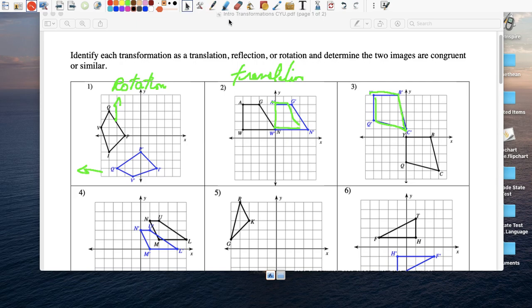Again, take this shape. It looked like it moved to the right a little bit, and then somebody brought it down. Look at that. Is it a rotation? No, it's not a rotation. So this is also a translation.